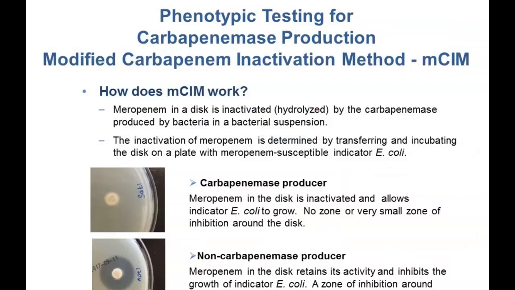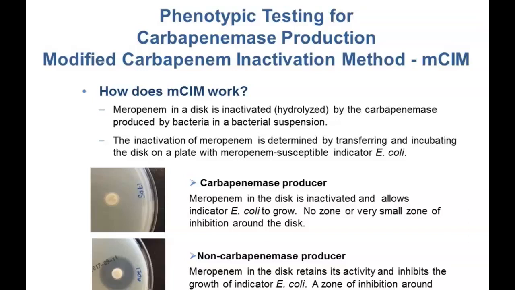So how does mCIM work? Well, a meropenem disk is incubated in the bacterial suspension from a tested isolate. The carbapenem in the disk could be inactivated or hydrolyzed if the isolate produces carbapenemase. Then the inactivation of meropenem can be detected by transferring and incubating the disk onto a plate with the meropenem-susceptible indicator E. coli. If the tested bacterial isolate is a carbapenemase-producing organism, meropenem in the disk is inactivated and allows the indicator E. coli to grow. There will be no zone or very small inhibition zone around the disk.